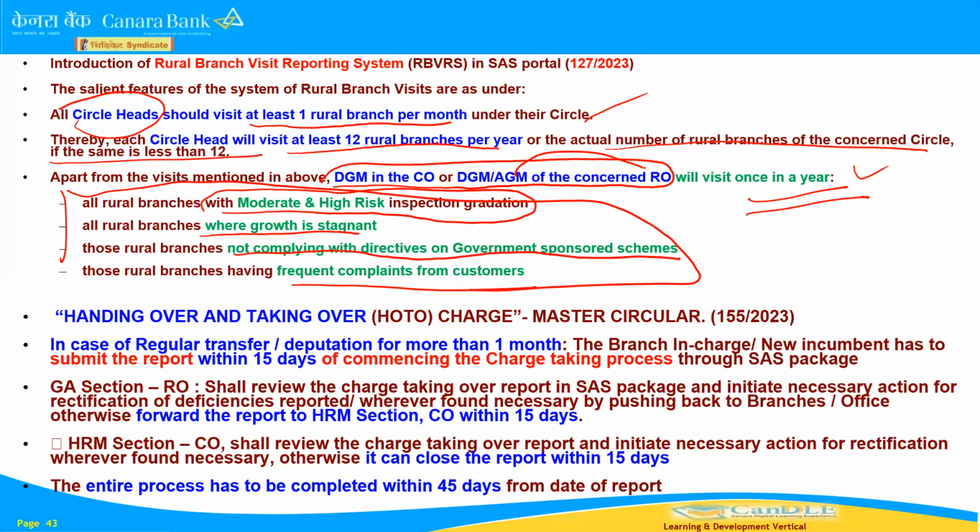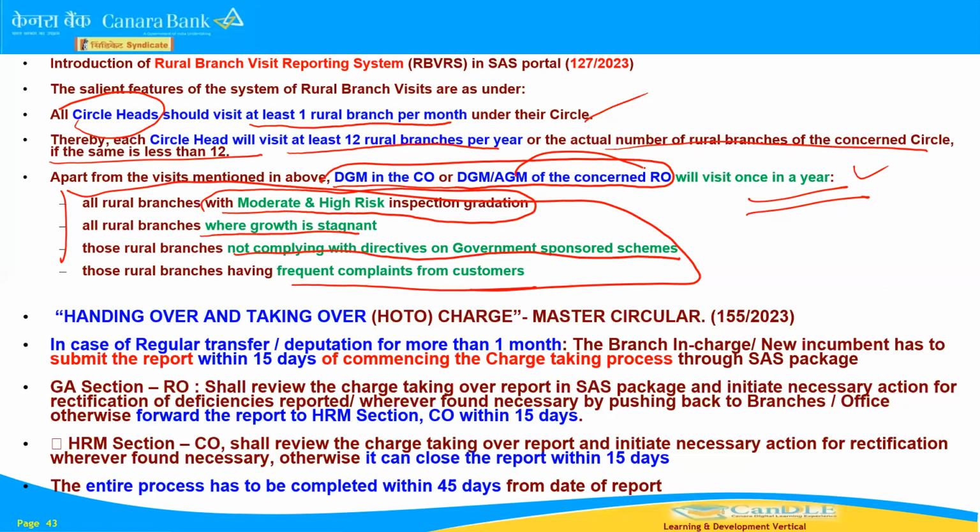Then handing over, taking over of charge. These all come under general guidelines, general banking. I am covering all these points. We will call it HOTO, handing over and taking over. This is a master circular. What they have told is, when a branch manager is newly joined or transferred, or tomorrow you are promoted and transferred to a branch, then this circular is very important for you. 155. In a regular transfer, deputation more than 1 month.